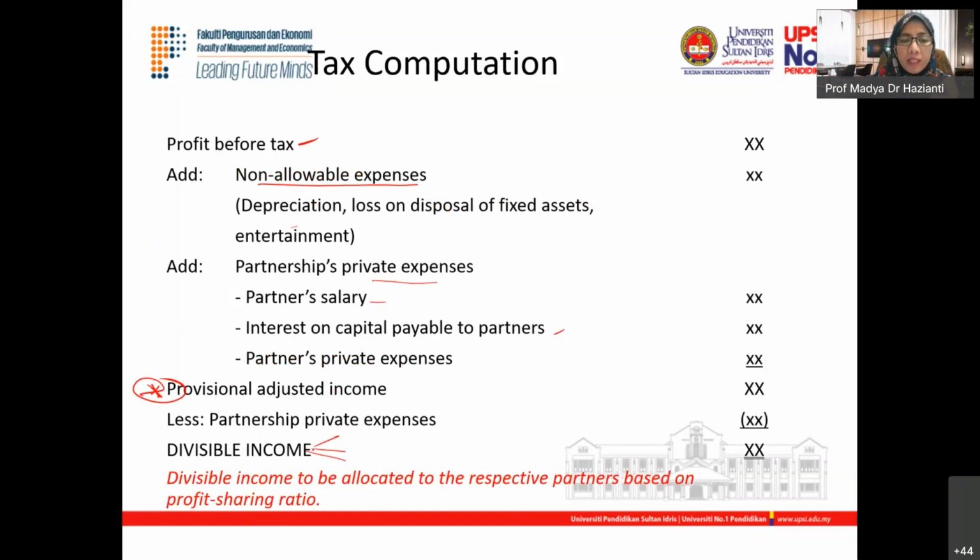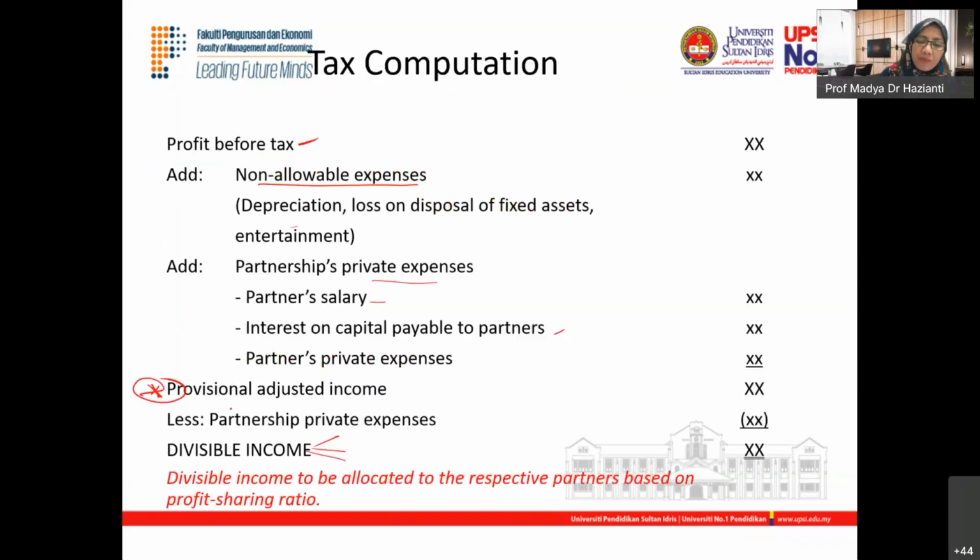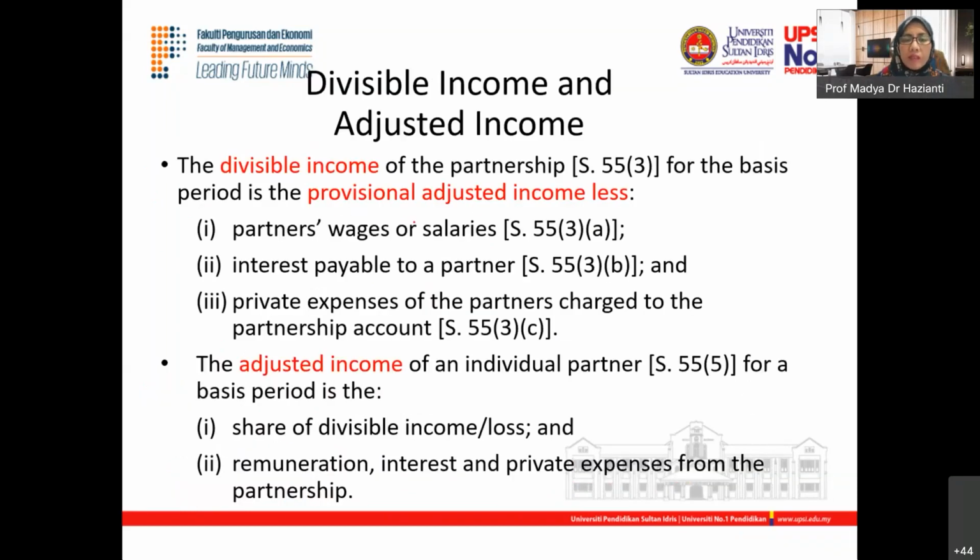So how do we divide and how do we distribute this divisible income? Okay, divisible income, saya merahkan dekat sini. Divisible income for the period is the provisional adjusted income less all the partnership private businesses, private expenses, termasuklah partners wages or salary, interest payable to a partner, private expenses of the partners charged to the partnership account. Whatever belongs to each partner tu, provisional adjusted income ni kena tolak dulu semua tu.